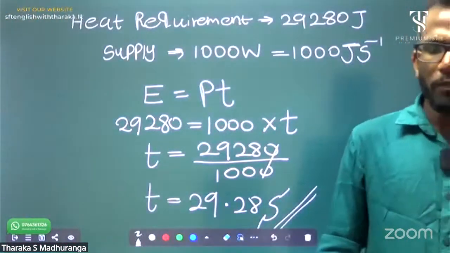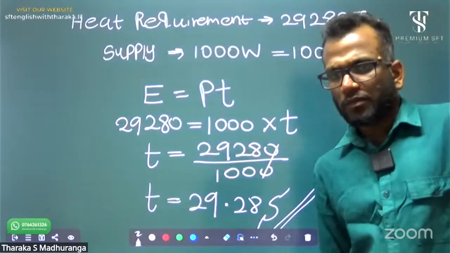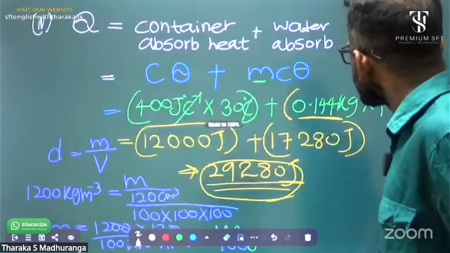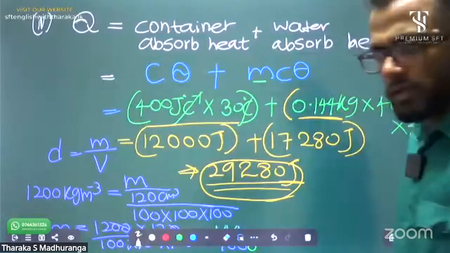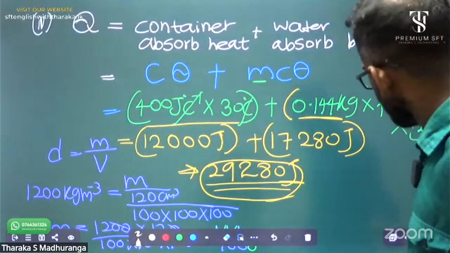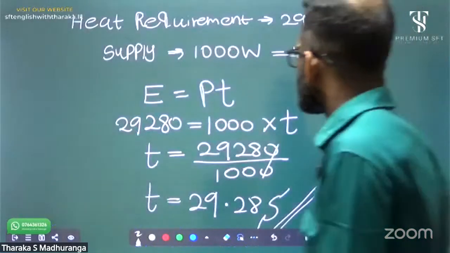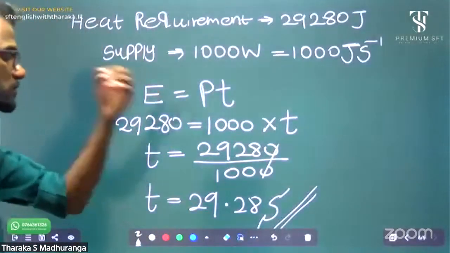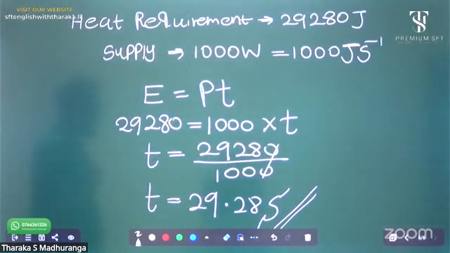Very rapid heating process because it is a very small amount. How about the mass? 0.144, again a very small amount. Approximately 30 seconds, it will heat up to 60.